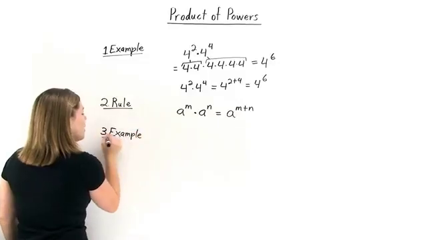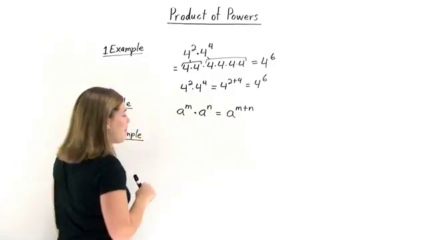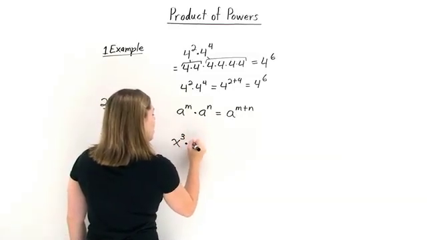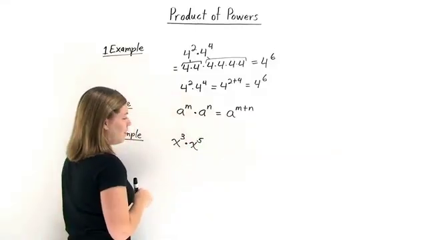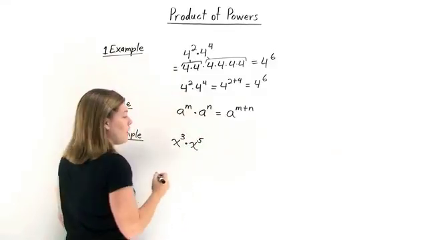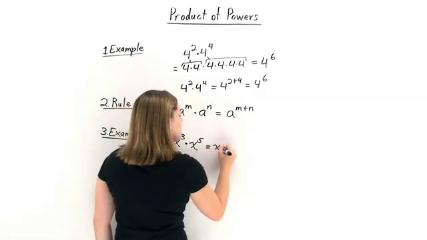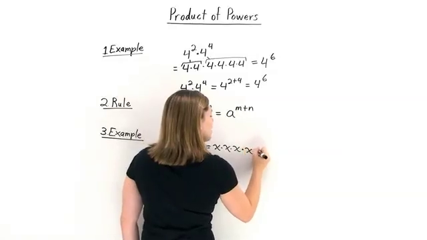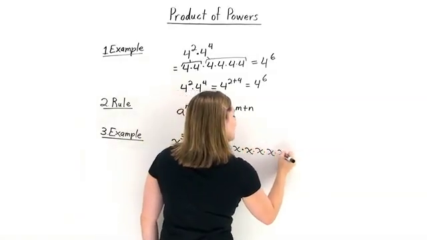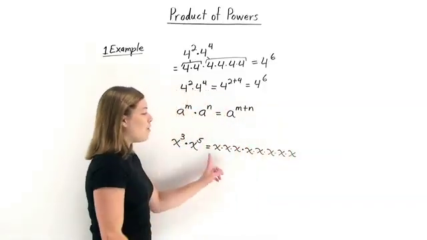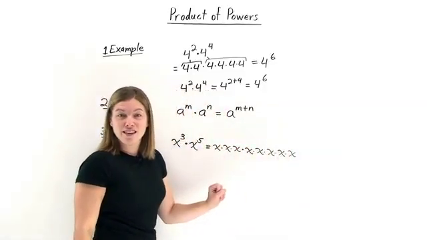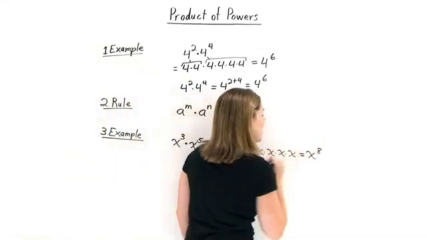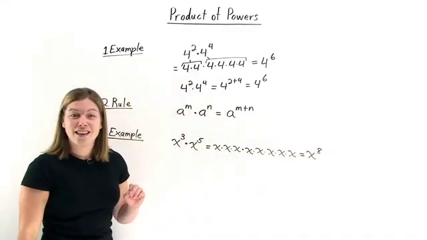Here, let's work with some variables. Because yes, the product of powers also works with variables. Let's say that we have x to the 3rd and we're multiplying x to the 5th. Here, let's expand this out to see what's going on. X to the 3rd is the same as x times x times x. And x to the 5th is the same as taking x and multiplying it by itself 5 times. Then we count how many x's we're multiplying together. If we count, we can see that we're multiplying x by itself 8 times. So we get x to the 8th.